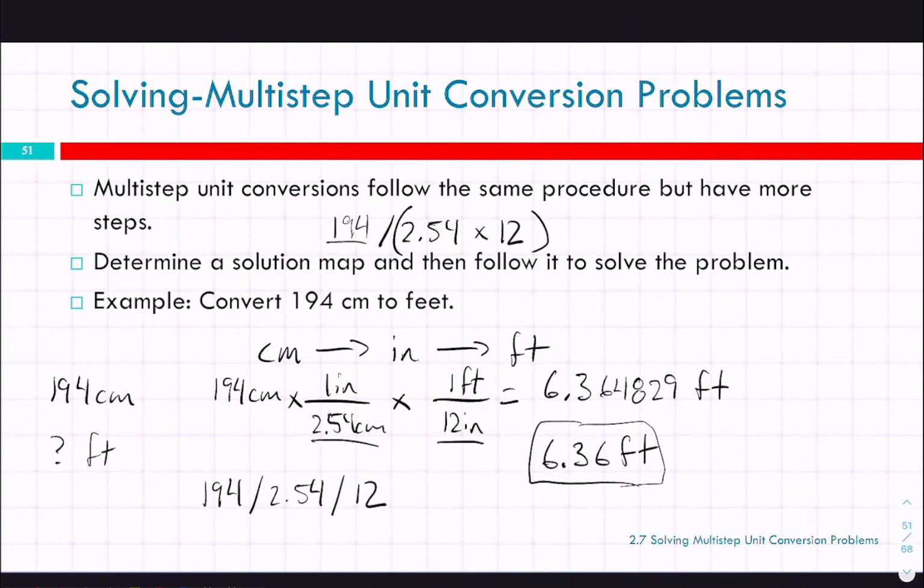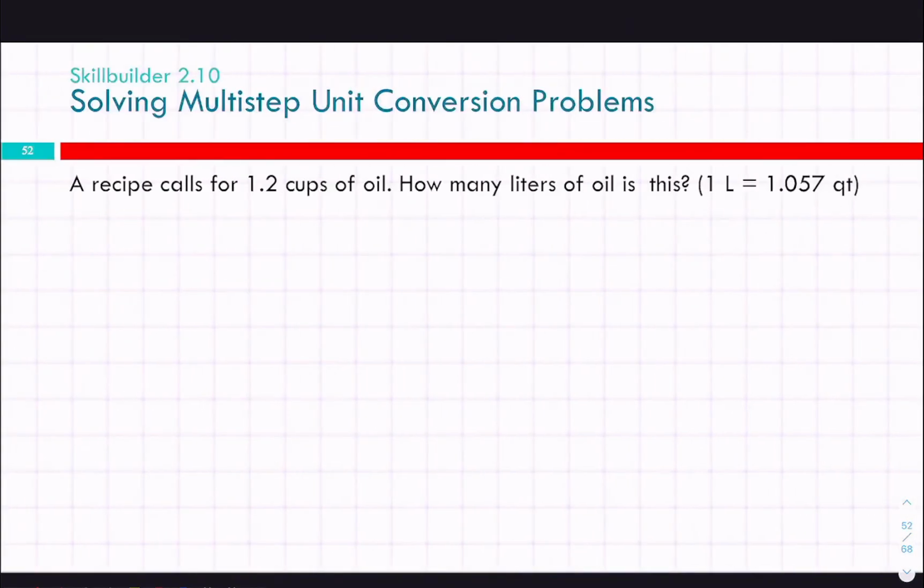I think the easier way, and again, this is for me, if it's easier for you to do it a different way, do it your way, whatever works. But whenever there's division, I just hit divide, right? So this is 194 divided by 2.54, right? Divided by 12. You can just hit divide again and do divide by 12. So this is, well, actually, that's right because it's got the parentheses. All right, so 6.36, that's the answer there.